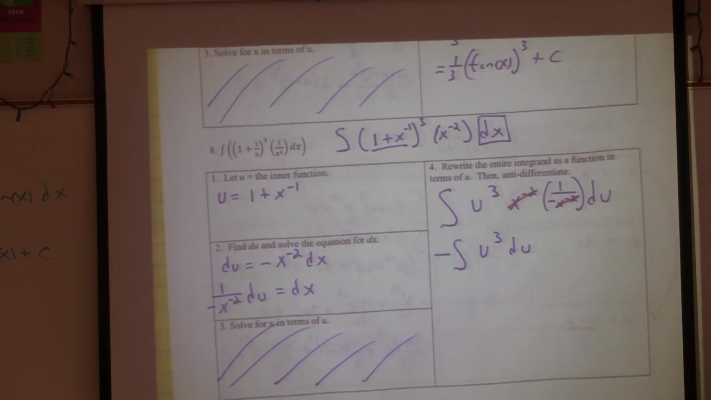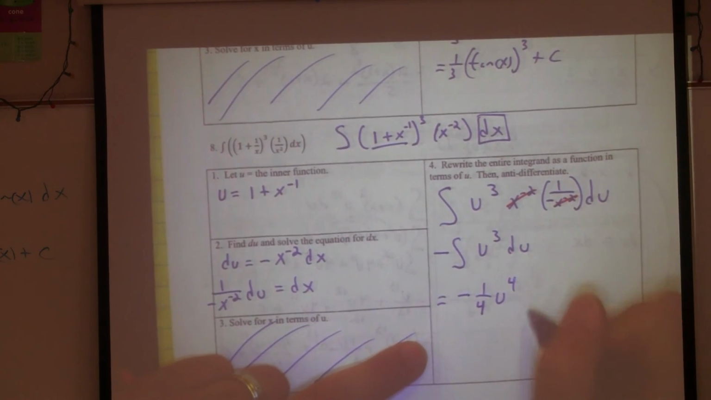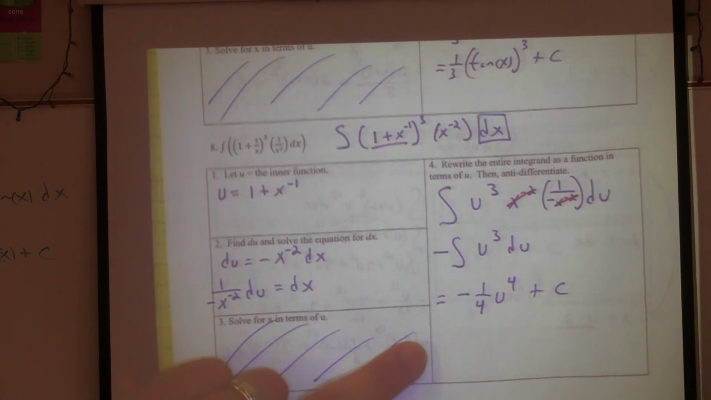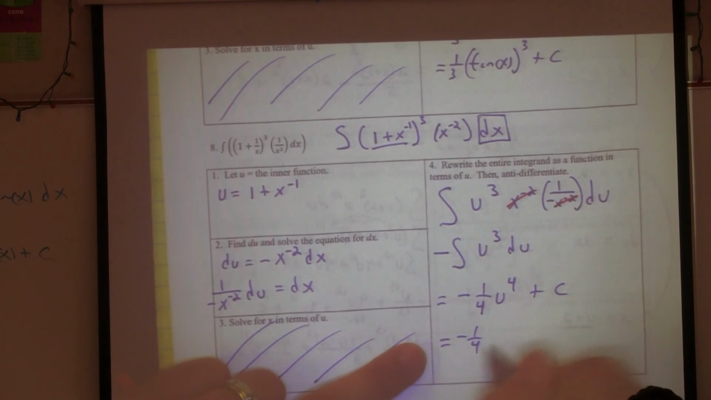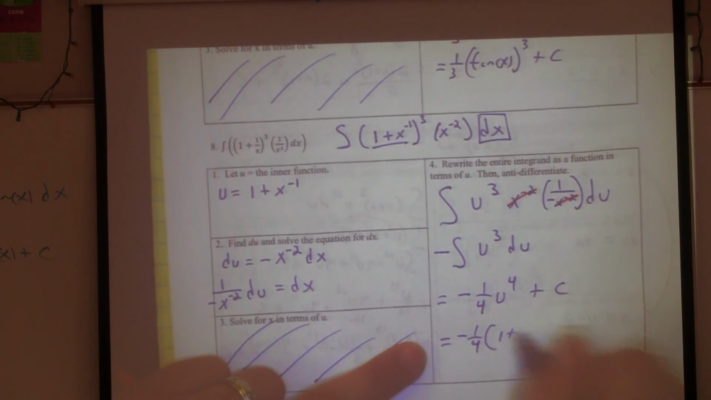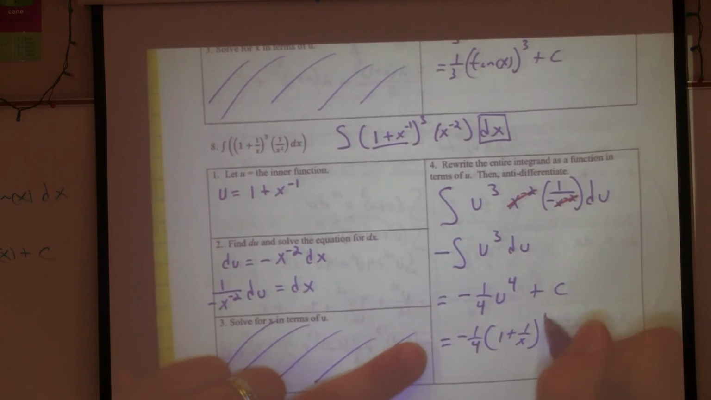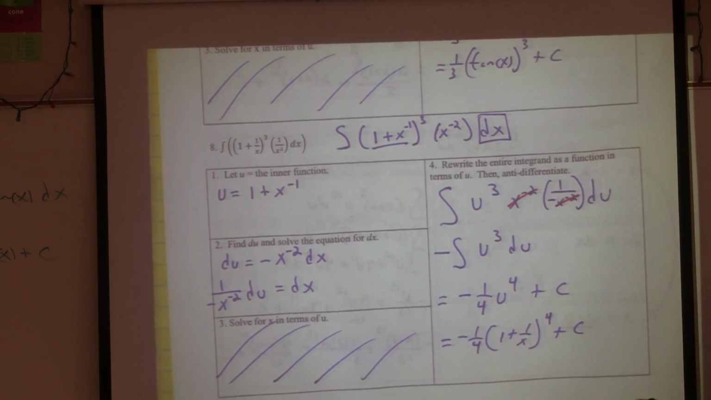Math is easy. Okay, so let's do it. Negative 1/4 u to the 4th plus c. Oh, that was so easy. What's u? 1 plus x to the -1, I'm gonna just put it as 1 over x, but it's the same thing, to the 4th plus c. More than likely, that's how they would write the answer choice, not the one with the negative in the power.